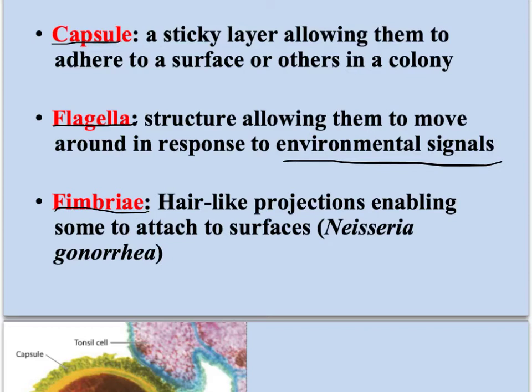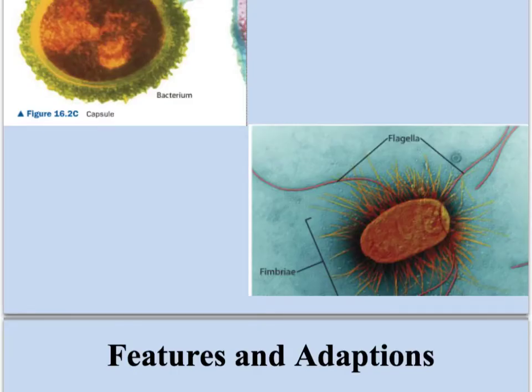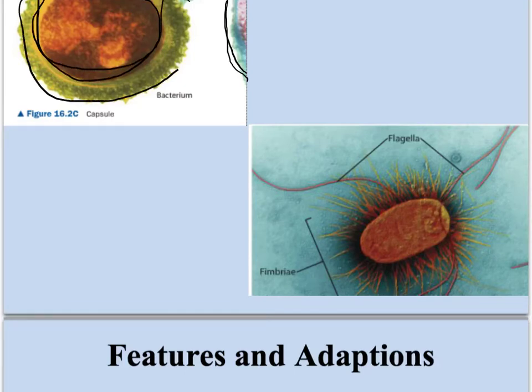If you learned the word pili instead in the cell structure unit, that's fine. Fimbriae and pili are the same thing. An example would be gonorrhea. This is how it's going to attach to the cells to infect them. So on the next slide, I have some pictures. You can barely see it, but this is going to be a tonsil cell, like in the back of your throat. And this is the bacterium. And then this green, sticky looking stuff is the capsule. That's how it's going to stick to that tonsil cell. Down here is a bacterium. This stuff is the fimbriae, and these are the flagella.